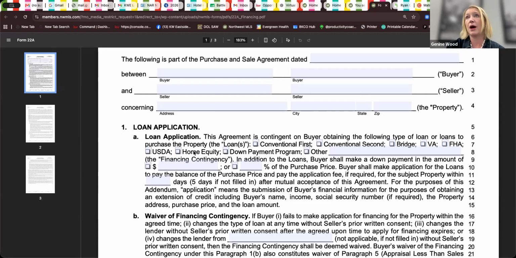The problem with checking two boxes is if they can't get the one loan, but they can still get the second loan, but they really don't want to buy the house now, that will get your client stuck with having to do one or the other. Even though they don't want to, they still have to pick one. So the lender would have to physically fail their financing based on conventional and FHA.